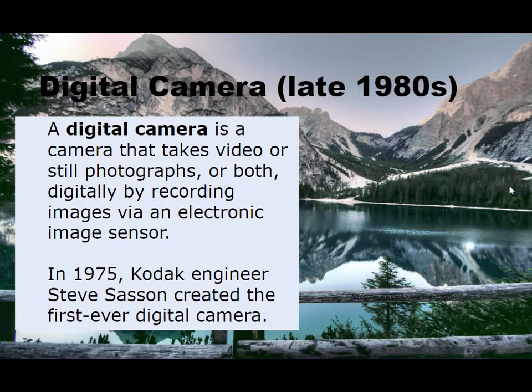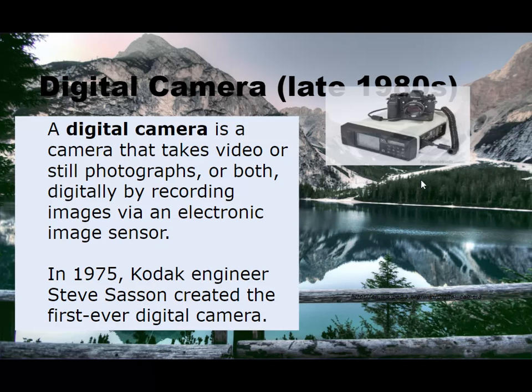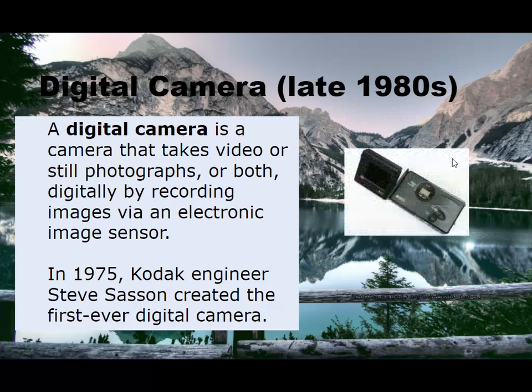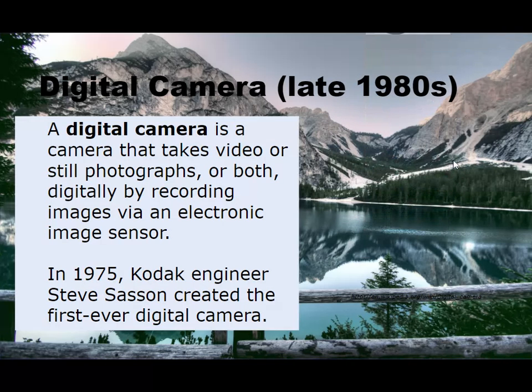These are just some different types. This was one of the very first ones. They had to actually carry this thing with a shoulder strap hung over it. I think this camera cost something like $15,000, something like that. This is looking more like today's camera.